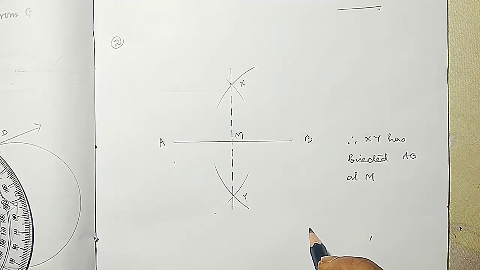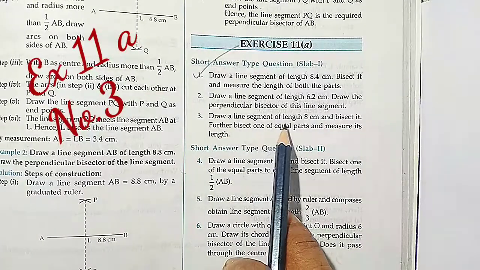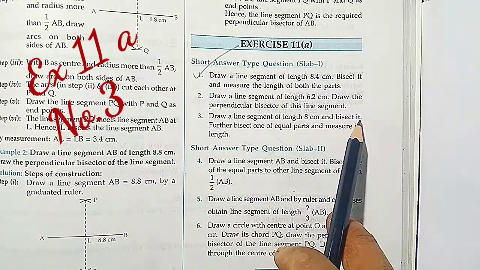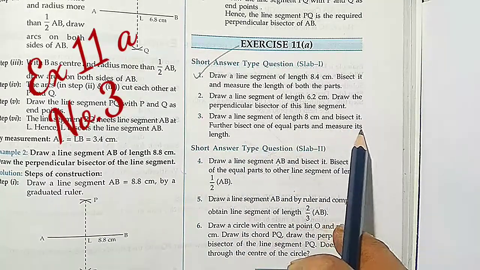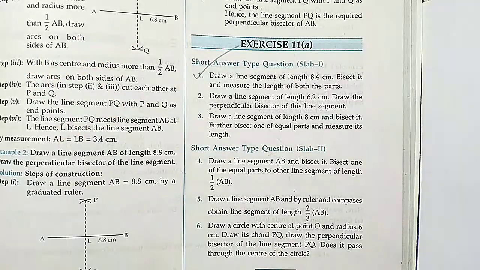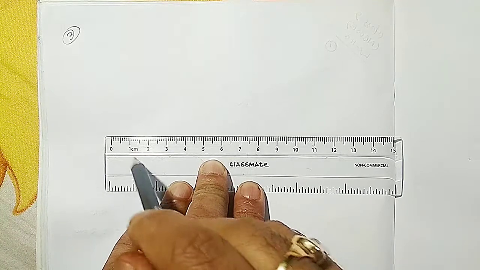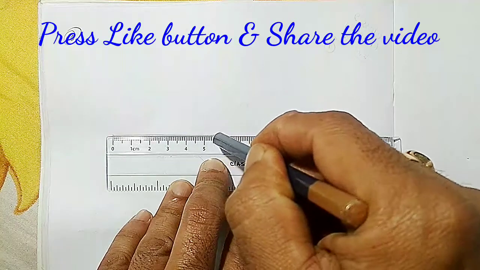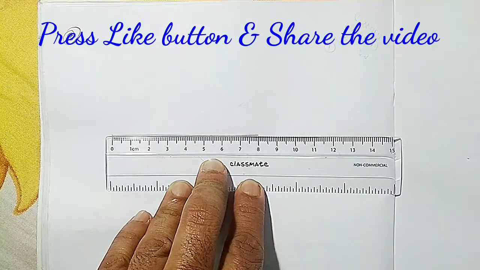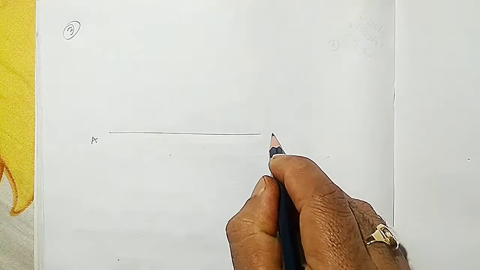Okay, let me show you the next one, that is question number 3. In question number 3 it is given that draw a line segment of length 8 centimeter and bisect it. Further, bisect one of the equal parts and measure its length. Okay. As given in the question, we have to draw a line segment of length 8 centimeter. So let me draw a line segment of length 8 centimeter. First step done. Now we have to bisect this line segment. We can name this one as AB.